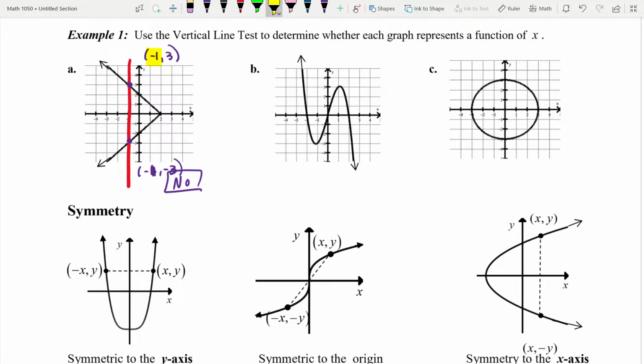Look, I just hit 2 dots. And what do you notice about the 2 dots? The x values are the same. Well, it's not a function if the x values are the same. That's why the answer is no.